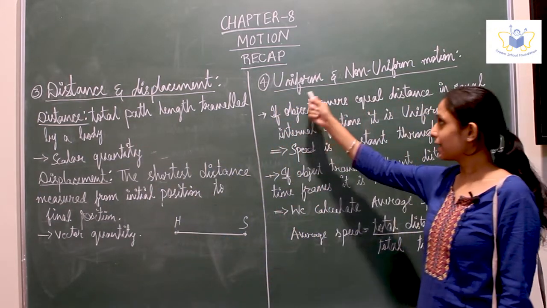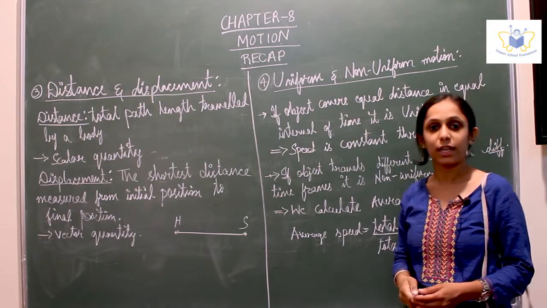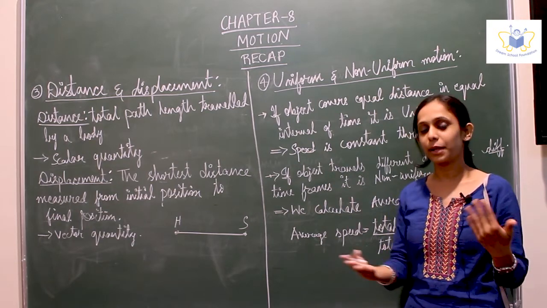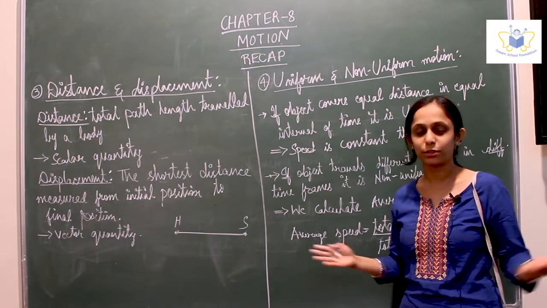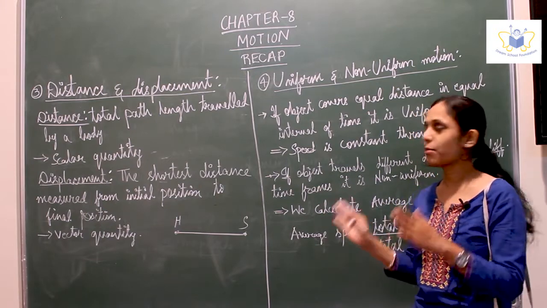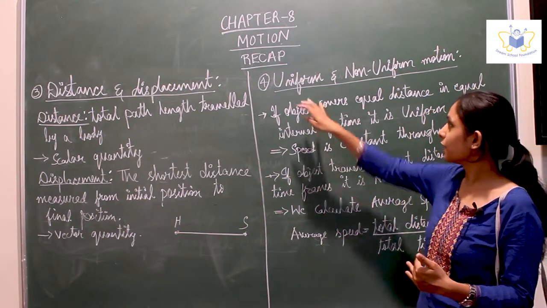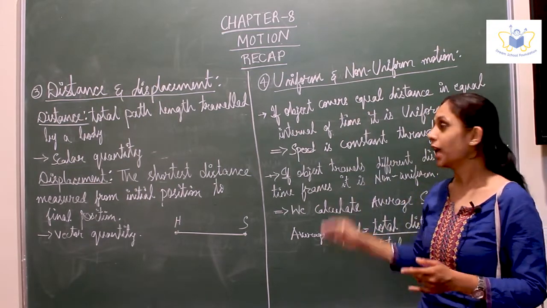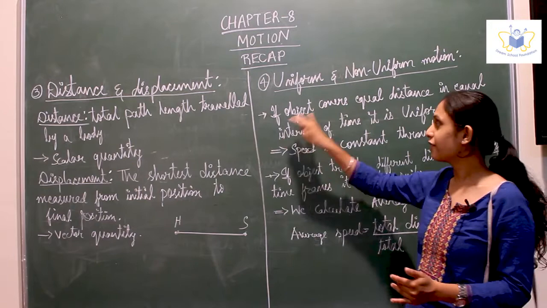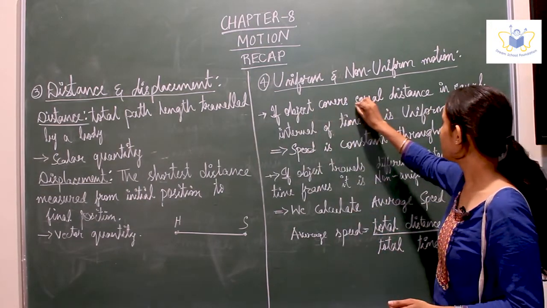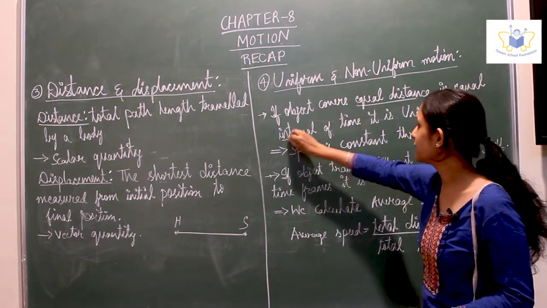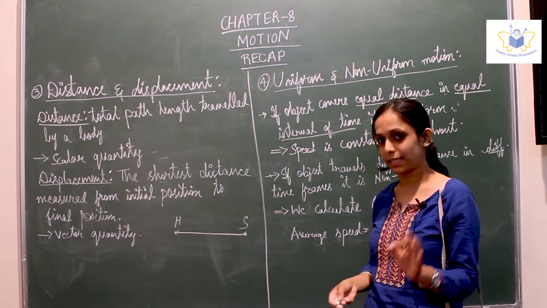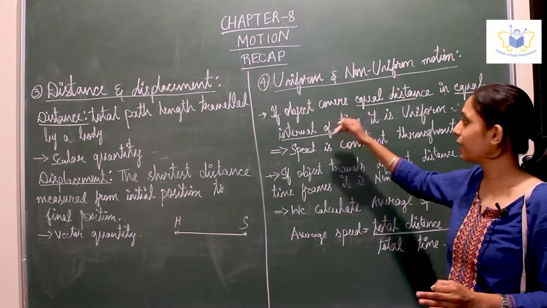Next it is uniform and non-uniform motion. Basically, what do you mean by uniform? Uniform means same. So why do you wear a uniform to school? To show equality. Uniform means same or equal. Similarly in physics, what is uniform motion? You know what motion is. Now what is uniform motion? If an object covers equal distance in equal intervals of time, it is called uniform. Easy. Uniform means equality.